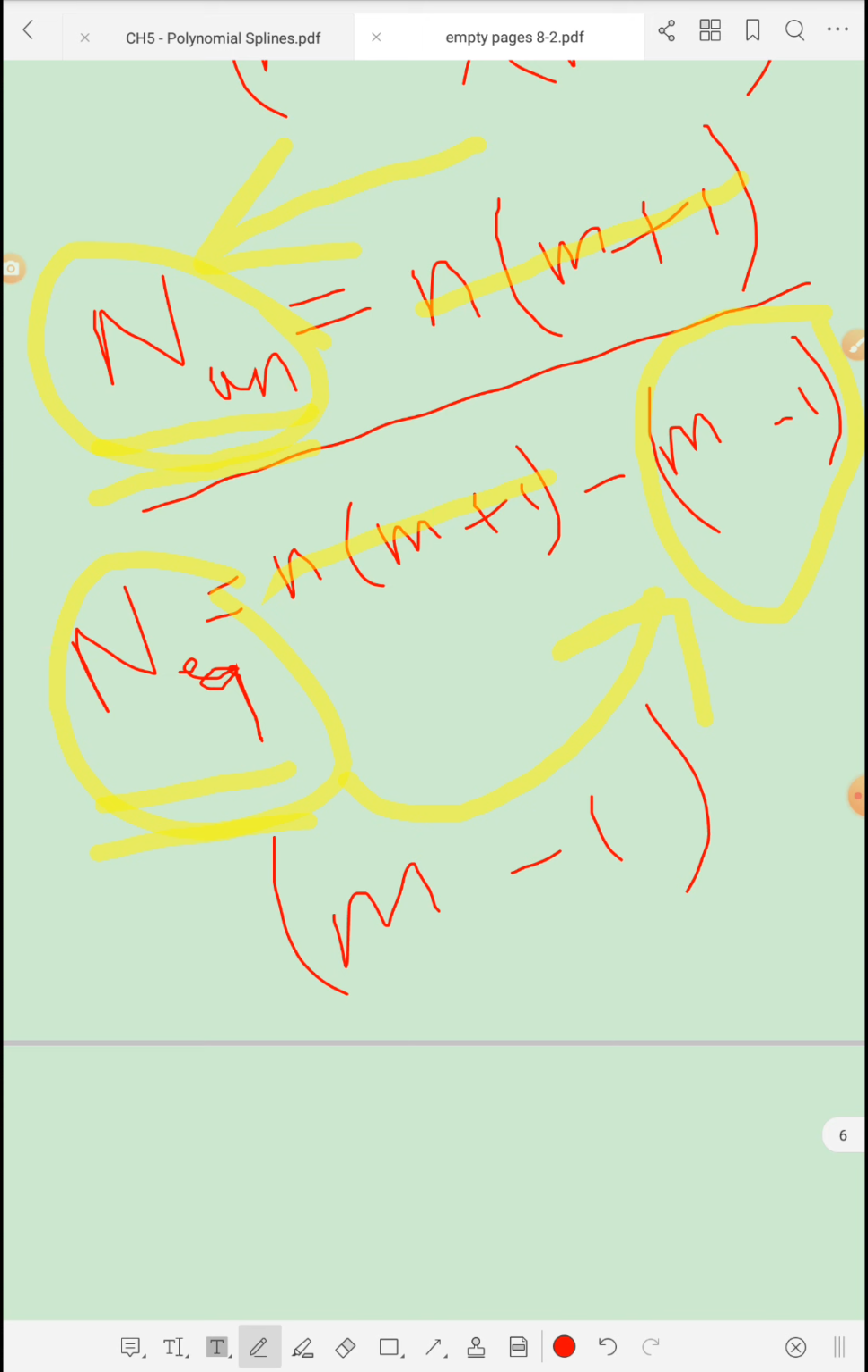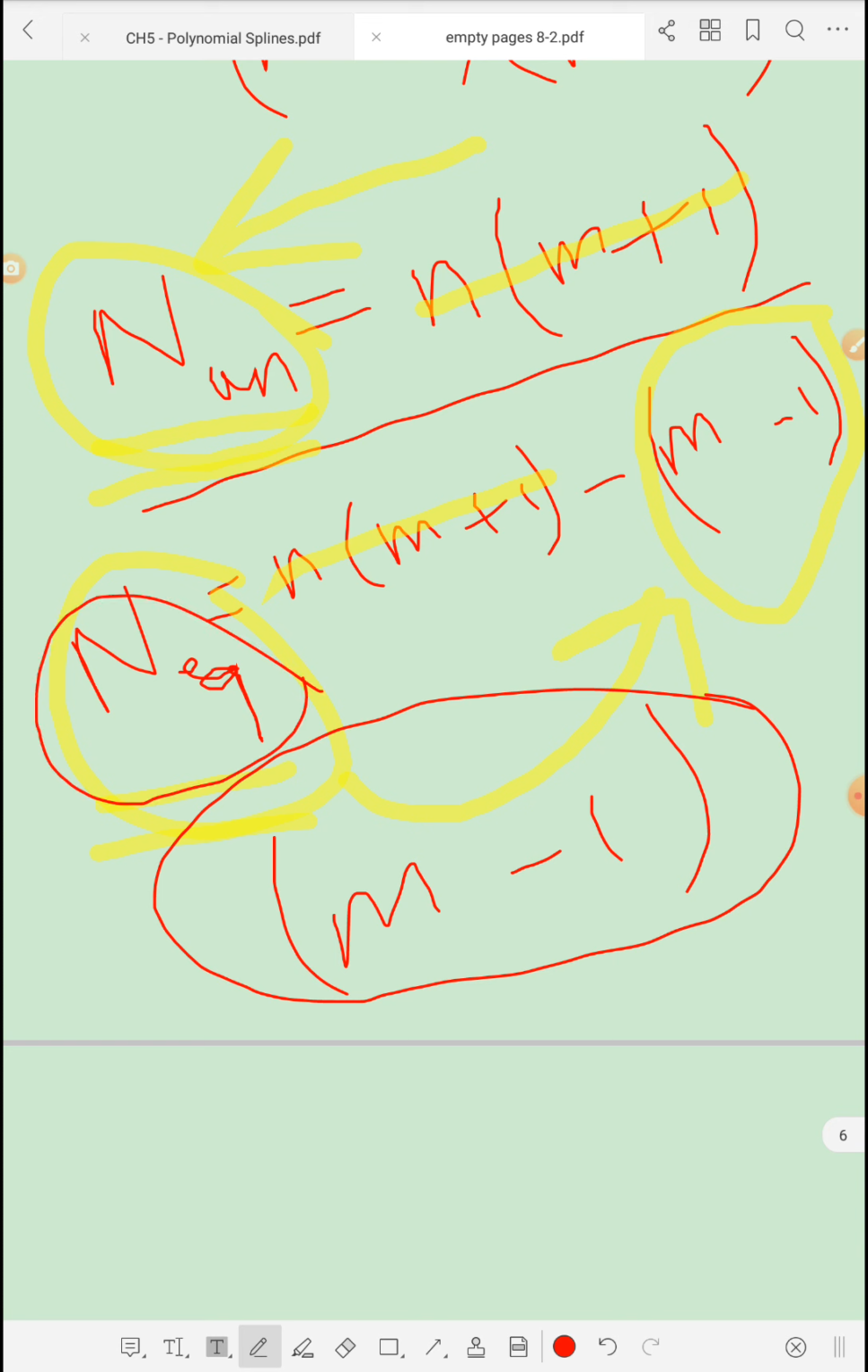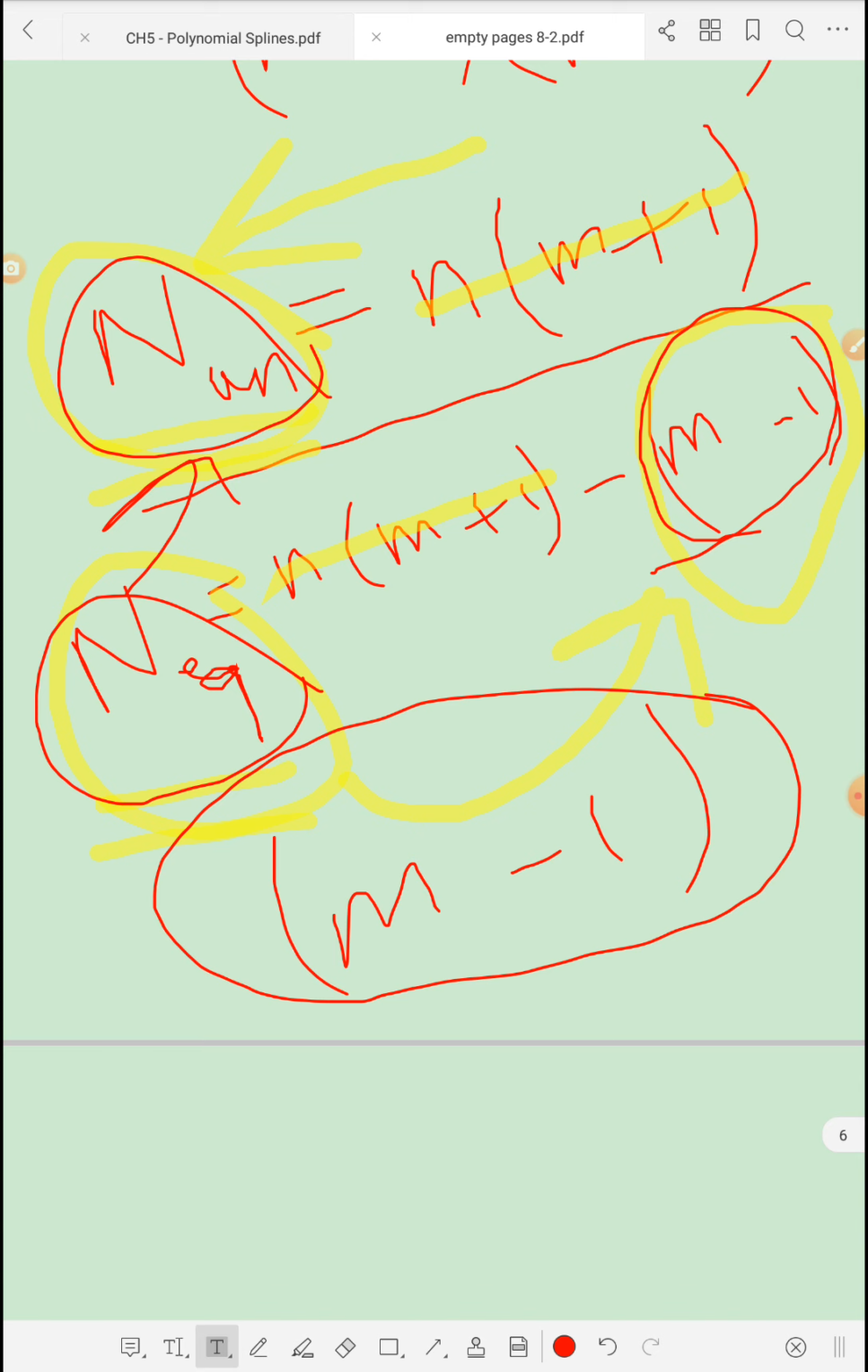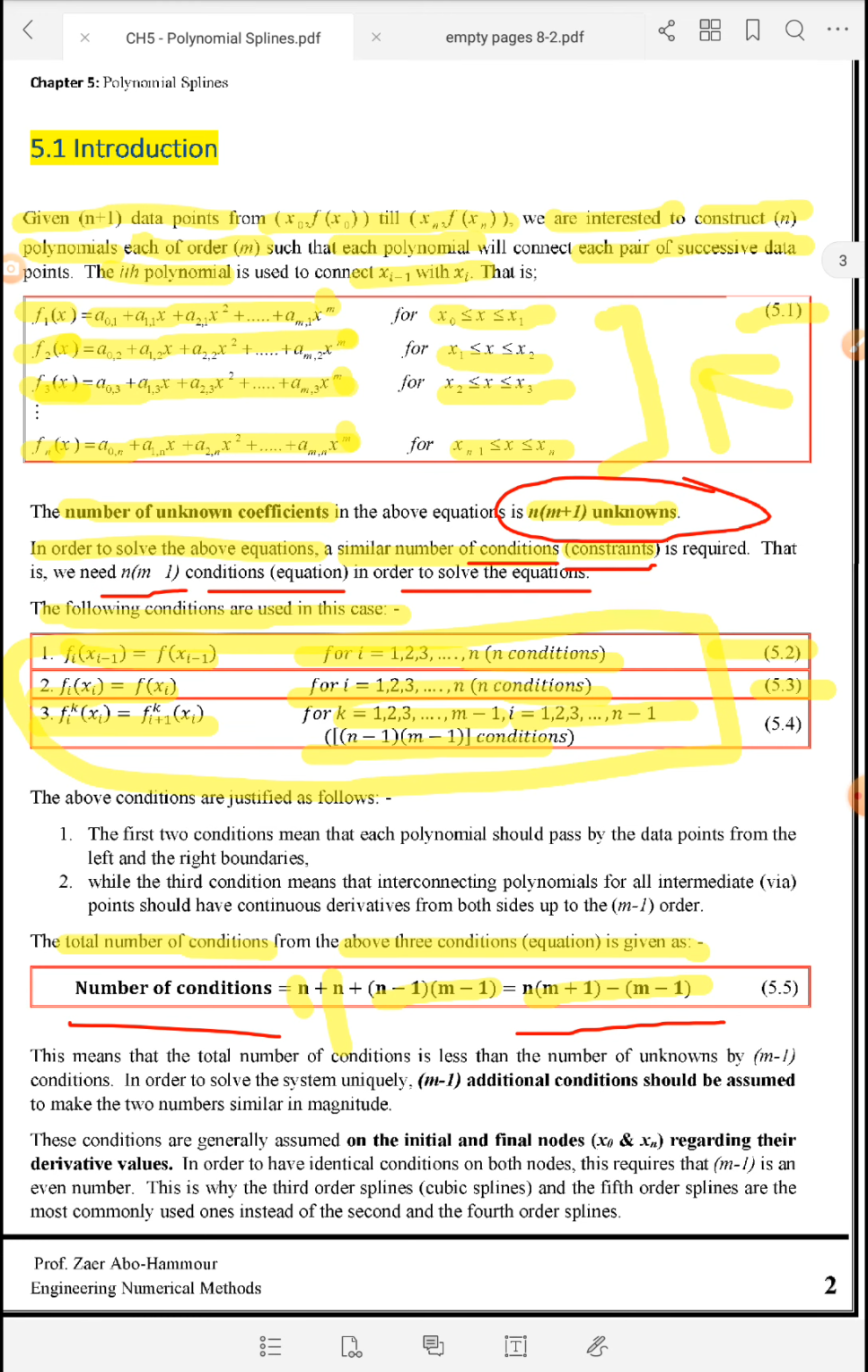What can we do? We should add m minus 1 additional conditions to the system such that the number of equations will be identical to the number of unknowns. We should add those conditions to the system. What and where we will add those conditions, we will see on the same page.